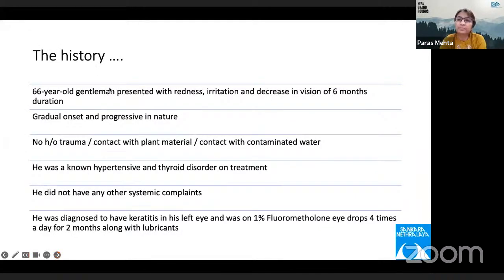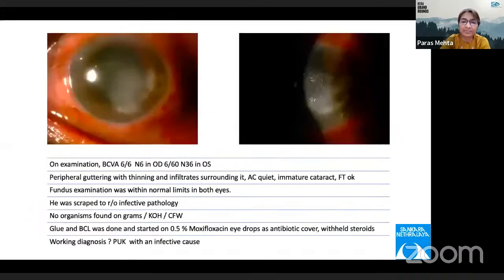We had a 66-year-old gentleman with redness, irritation, and decrease in vision for 6 months duration. He was hypertensive and had a thyroid disorder and did not have any other systemic complaints. He was diagnosed to have left eye keratitis and was already on steroid eye drops 4 times a day for almost 2 months. This was his picture on initial presentation with peripheral guttering infiltration surrounding it and AC quiet.